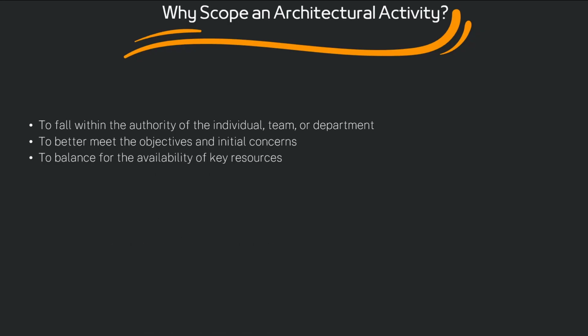Sometimes we want to balance the availability of key resources. This can be important when some of those resources might be assigned to multiple projects. In that case, load balancing can be achieved by scoping your architectural activity. And finally, some work may be very complex or very difficult, and if we change the scope, we can achieve a quicker and more productive win.